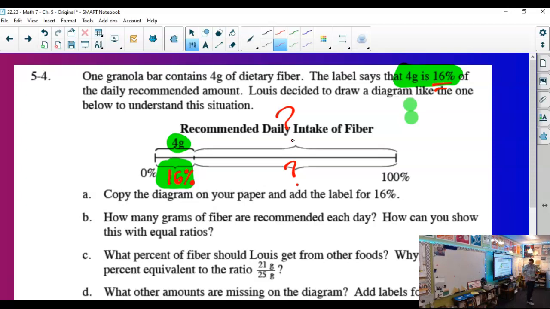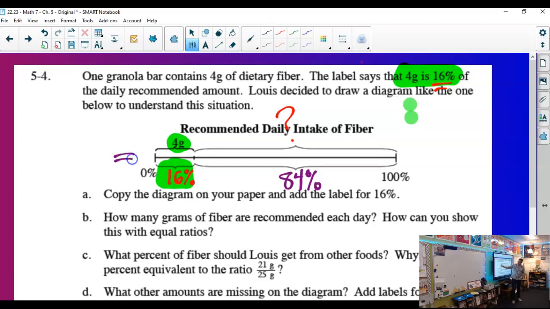Jana, what percent are we missing here? 84%. We can do 100 minus the 16, 84%. Ivan, did you figure out how the 16 and the 4 work nice together? Ooh, they're divisible. Who saw that 16 and 4 are commonly divisible by, what can they both divide by?